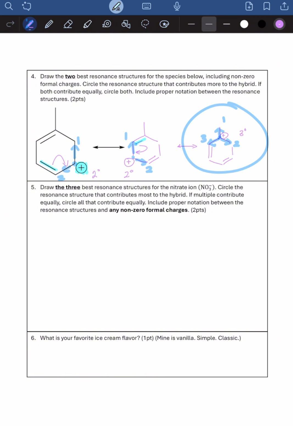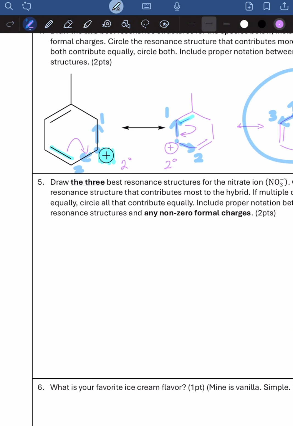Okay, lastly, question number 5. Draw the 3 best resonance structures for the nitrate ion, NO3-, and circle the resonance structure that contributes the most to the hybrid. If multiple contribute equally, circle all, and so on. So in this case, we want to first figure out what the structure of the nitrate ion looks like. And I would say that first step is to count the number of valence electrons here.